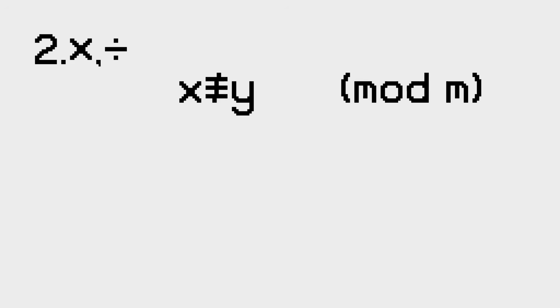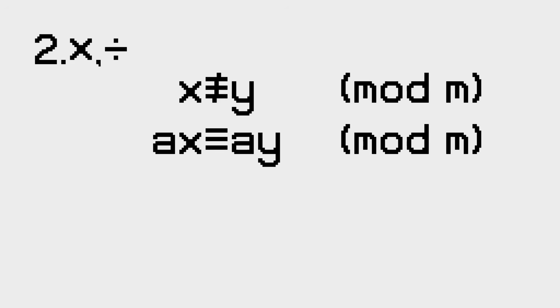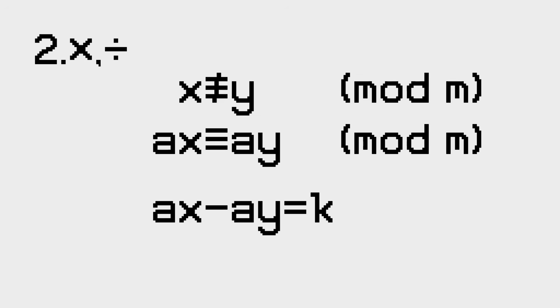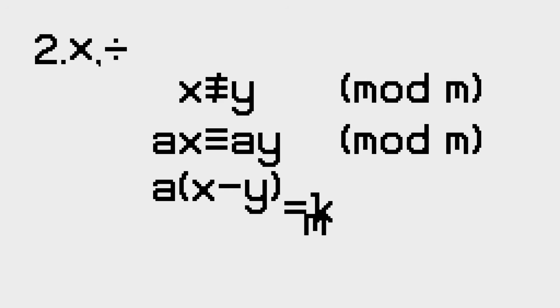Starting with two numbers, x and y, where x is not congruent to y mod m, we multiply by some factor a, so ax is congruent to ay mod m. Using the other definition of congruence, this means ax minus ay equals km for some integer k. Factoring out the a and dividing by m, we get a times (x minus y) divided by m equals k, where k is an integer.